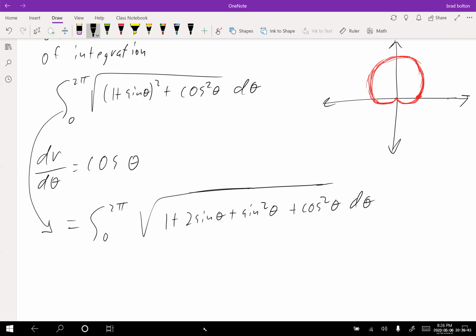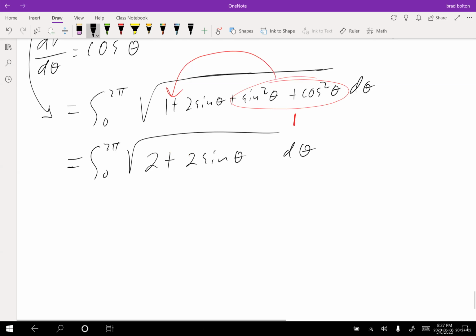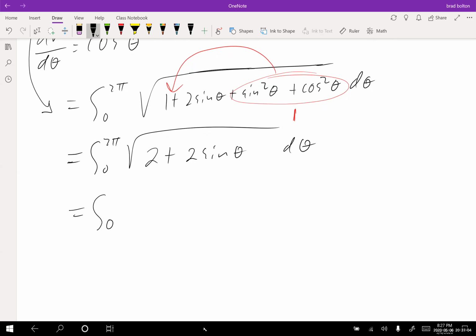Looks good. I'm just going to see how far we can take this with cleanup. So we know that sine squared plus cosine squared is worth 1. So this is actually 1 right here, and then that's already 1 right there. So that's actually 2. So I'm going to say 2 plus 2 sine theta d theta. And then we're going to have the integral from 0 to 2 pi of the square root of 2 times 1 plus sine theta d theta.